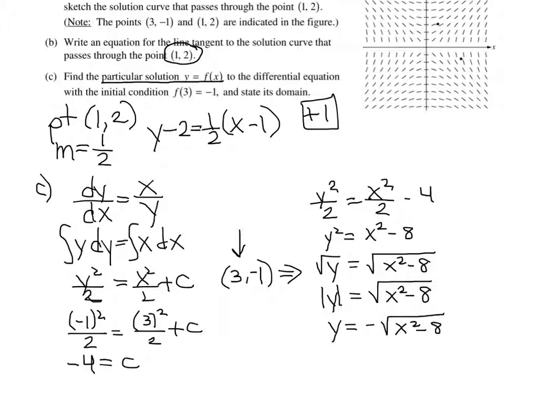Now for this domain, we know that the radicand can never be less than 0. So x squared minus 8 must be greater than 0. So therefore, x squared must be greater than 8. And then I take the square root of both sides, and I get x is greater than the square root of 8. So then the domain for this is x must be greater than the square root of 8. There you go. I hope that answers your questions.